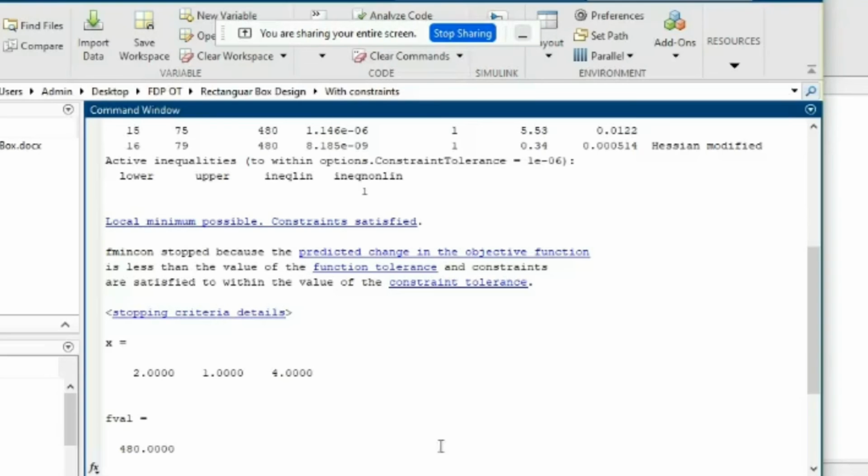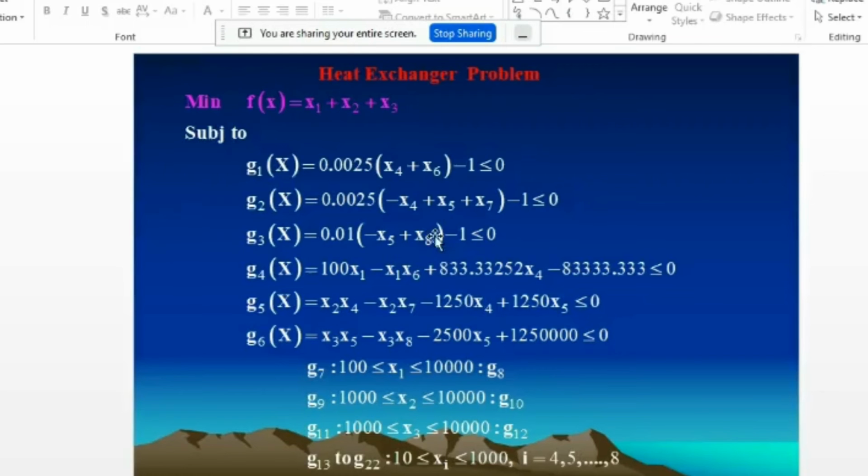Another problem. Whether this file is visible, my dear colleagues? Yes, sir. Heat exchanger problem. So here again the same exercise is taken from S. S. Rao, right?